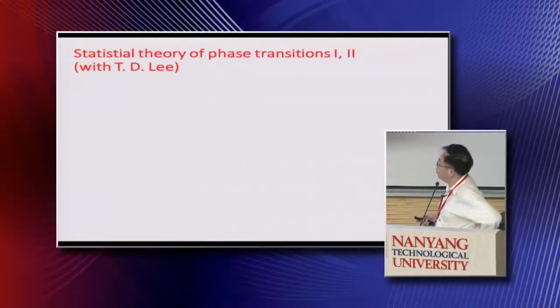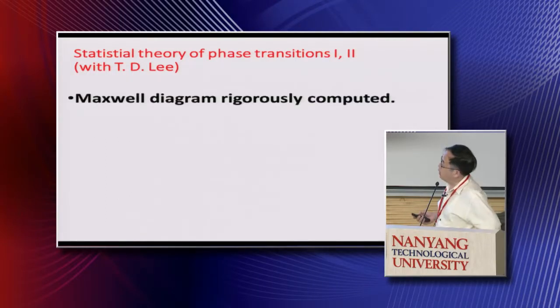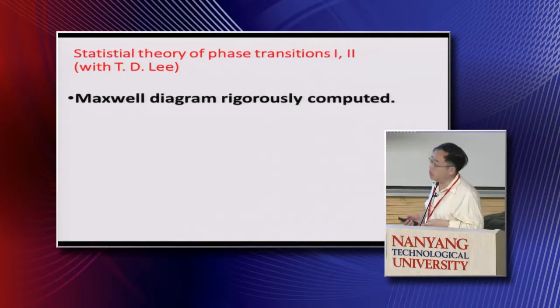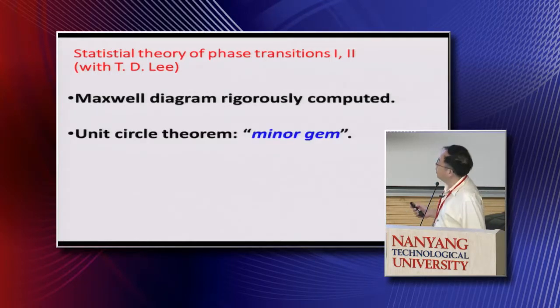And then T.D. Lee came to the Institute for Advanced Study on Professor Yang's recommendation to Oppenheimer. And so naturally they started a collaboration. They extended Professor Yang's work on the Ising model to lattice gas, then computed rigorously the Maxwell construction. And a very famous part of these 2 articles is the unit circle theorem, which Professor Yang himself called a minor gem.